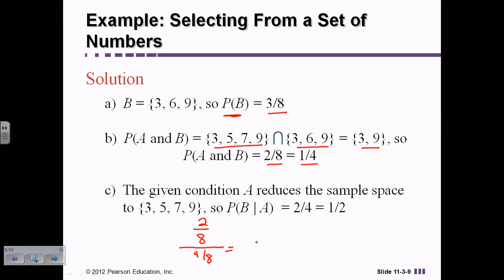And we reduce that to 1/2. Okay, another way of looking at this is what I was going to show you here. The probability of A and B, which is 2, divided by the given set A. The probability of the given set A is 4, and so 2/4 is 1/2. So you can look at these problems either way. Sometimes I think the formula is a little bit easier.